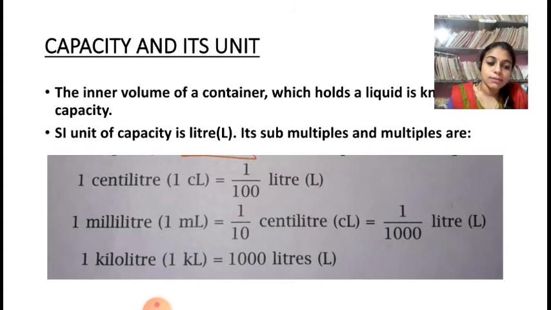Its multiples and submultiples are given in the slide. First, 1 centiliter will be equal to 1/100 liter, 1 milliliter equal to 1/10 centiliter, which will be equal to 1/1000 liter, and 1 kiloliter will be equal to 1000 liters. So these are the values for the multiples and submultiples of capacity, or the volume of liquids. You have to study the values very well, because in the exams they will ask them in fill in the blanks.